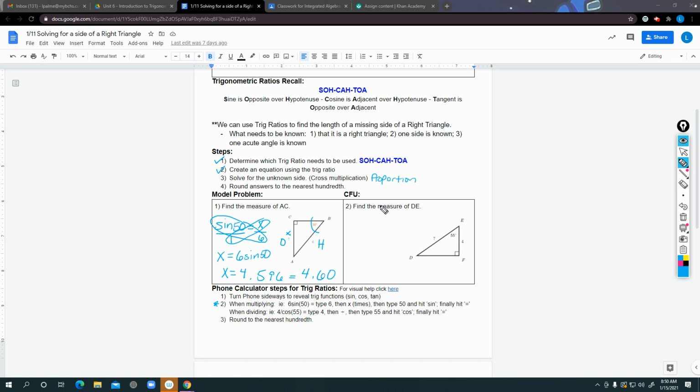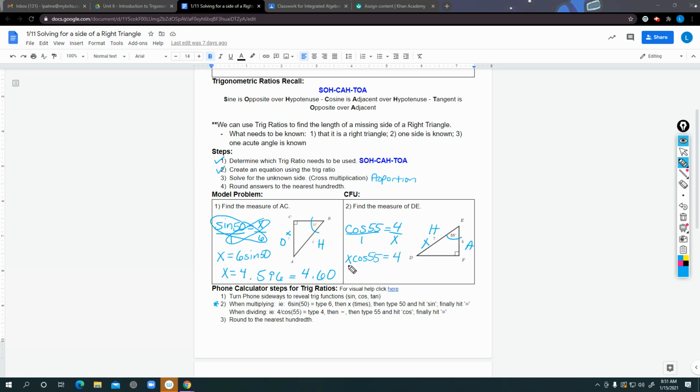Pause this video and try your check for understanding. Okay, in this case here, we have an angle of 55 degrees, and we have x and 4. So our trig ratio involves our hypotenuse and our adjacent side. So we're using cosine of 55, and we're going to set up our ratio as cosine of 55 over 1 equals 4 over x. Cross multiply, we get x cosine of 55 equals 1 times 4, which is 4.